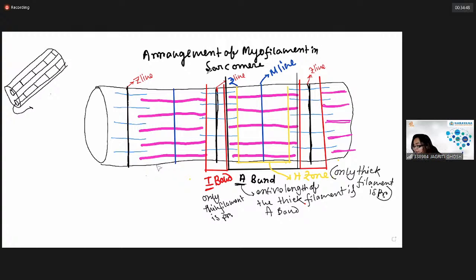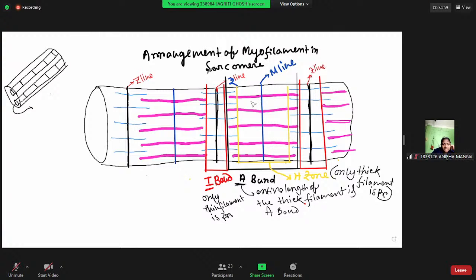Next question. What is the private space of thin filament? I band. So I band is the private space of thin filament.